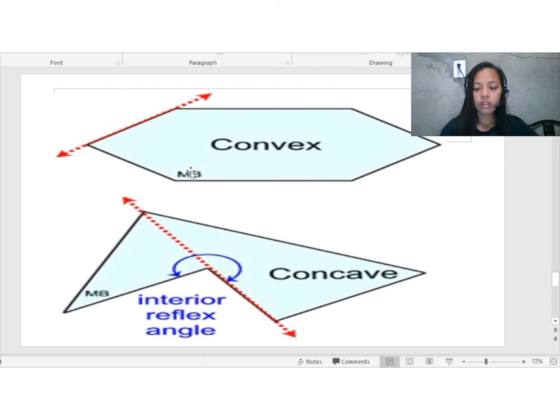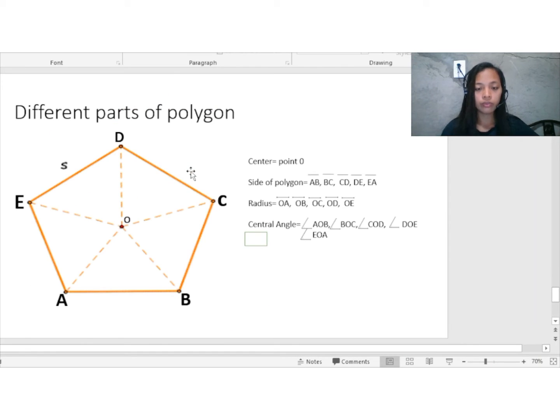the different parts of polygons. So you have your parts of polygons, right? A, B, C, D, E. This one is an example of a regular polygon. This is the pentagon, and the center of the polygon is O. The sides of the polygon are side AB, side BC, side CD, side DE, and side EA. Another thing you can remember is the radius, from the center up to the vertices. There's radius OA, radius OB, radius OC, radius OD, radius OE.